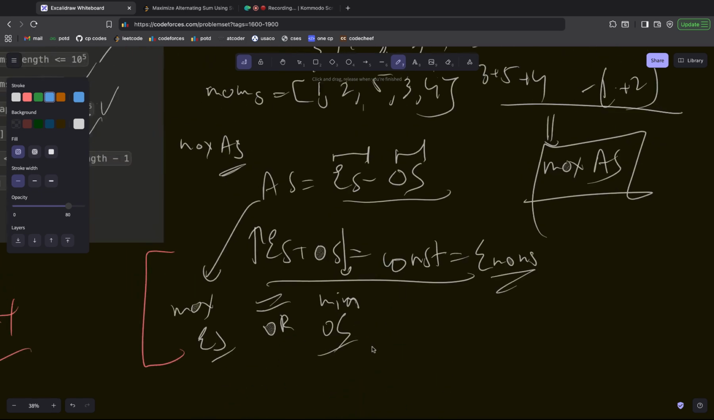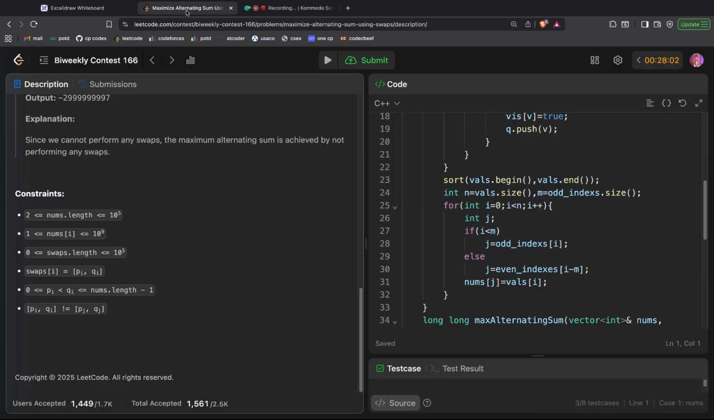We solved this problem. We saw how to solve it. Every value can come everywhere. You just have to maximize the alternating sum. And how can you do this? Become greedy. Put the maximum value at the even index. If this is done, this question is done. We can just go over the code now.